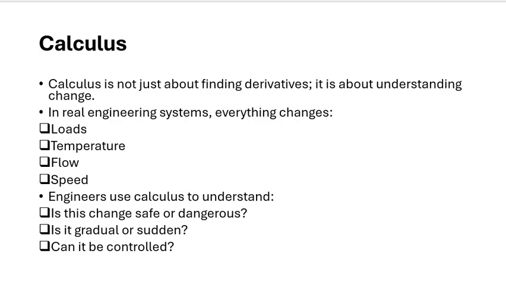So loads, building loads, temperature, it could be temperature of the environment, it could be temperature of your specific member and so on and so forth. Flow of water, or flow of oil, which is very important for your pipeline design. So the equations are coming directly from taking derivatives and taking integrations. And speed of vehicles, for example. So speed is a derivative, right?